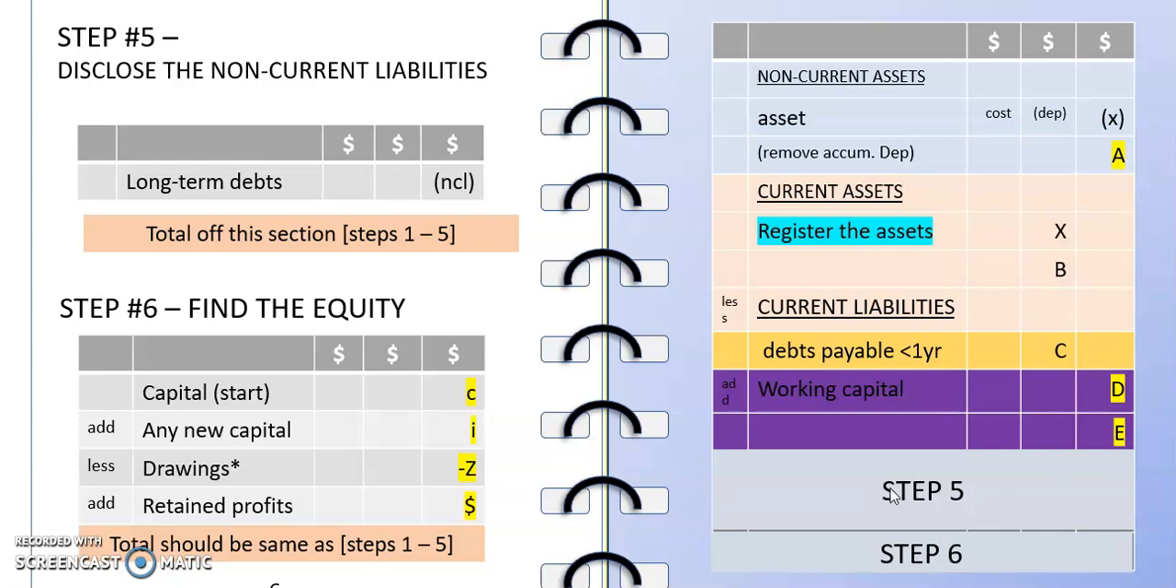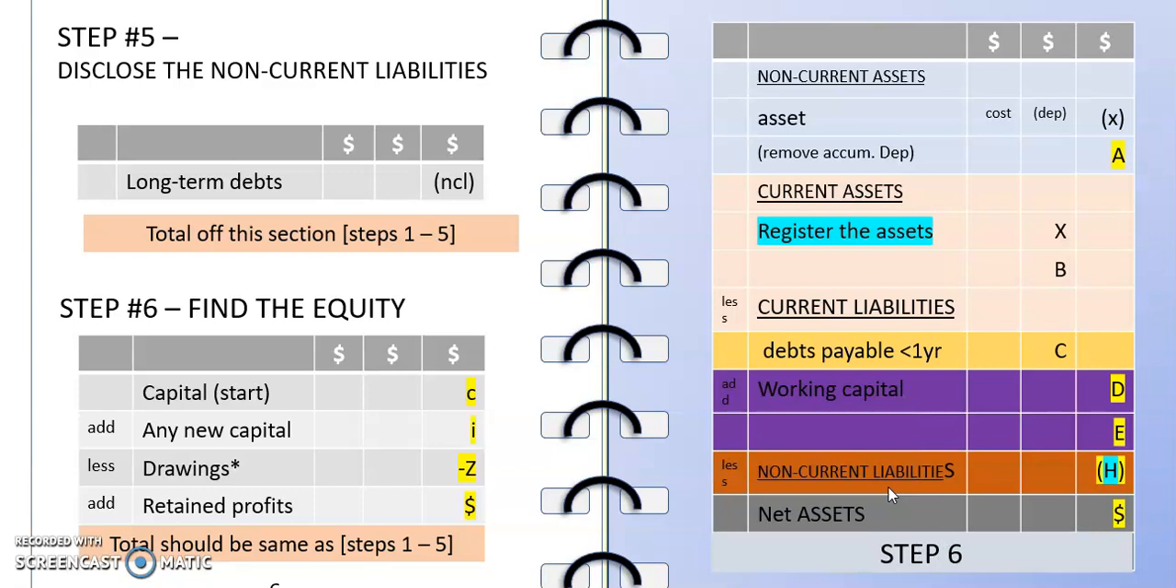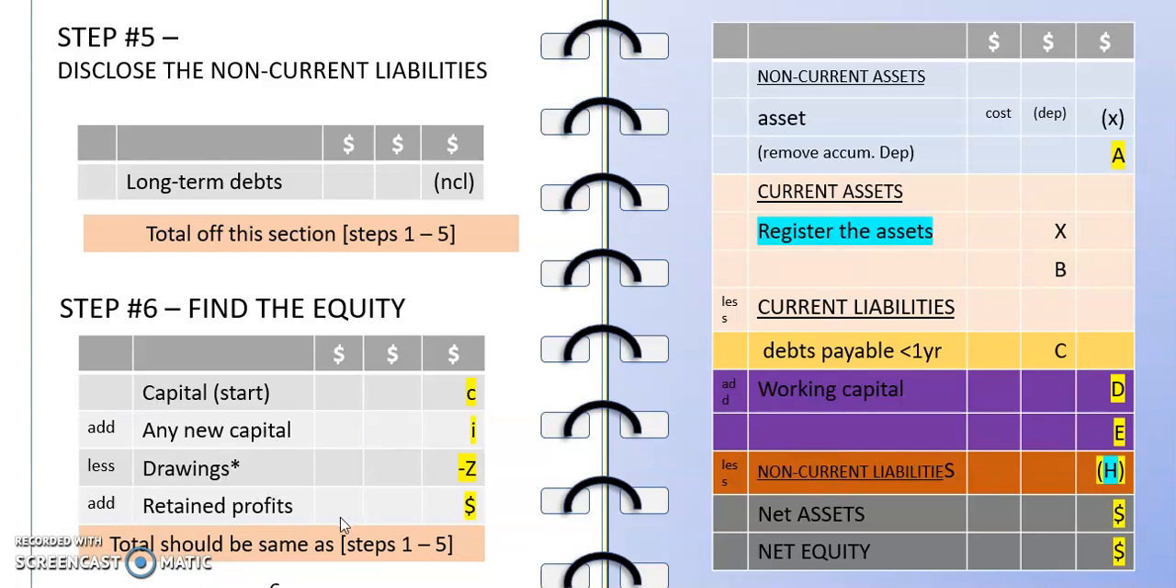So step number 5 is obviously the removal of that long-term debt, so less non-current liabilities, and that answer will be your net assets. And therefore, from your net assets now, you want to be able to prove that that is correct by doing your net equity. And your net equity, if you look across the page, is basically your capital, add any new capital, less the drawings, add any retained profits. Basically, add your net profit, in other words, and you should come up with the net equity.